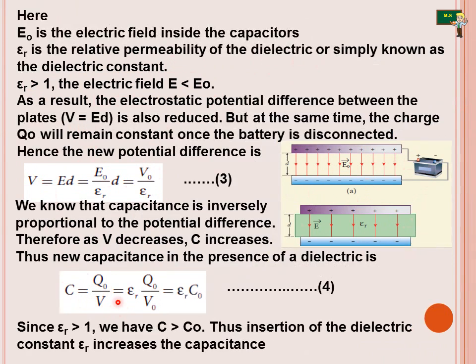If you replace the V, then you have to put V naught by epsilon R. So it becomes epsilon R into C naught, because you can take Q naught by V naught as C naught. Already we know if epsilon R is greater than 1, we have C greater than C naught. Thus, insertion of the dielectric of constant epsilon R increases the capacitance. If you insert a dielectric here, then it increases the capacitance of the capacitor. You understand?